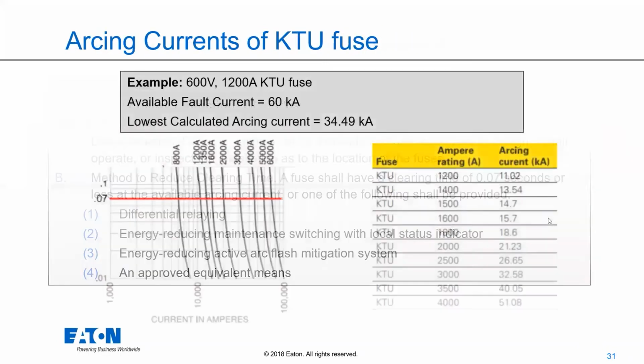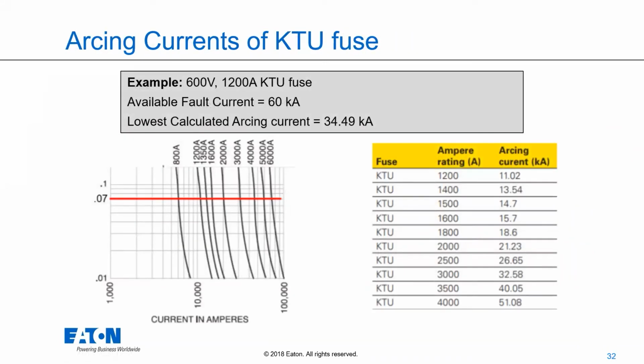So what that means for you, right, is the first thing you have to do is figure out if that fuse opens in 0.07 seconds. And how do we do that? Well, you could do it the long way here. So in this example, we're going to take a 600 volt fuse. We're going to say it's a 1200 amp KTU. That's a Bussmann style class L fuse, 1200 amps. We know the available fault current, and then we take the lowest calculated arcing current. Again, this is something you could calculate yourself, or Bussmann even has a calculator available for that online.